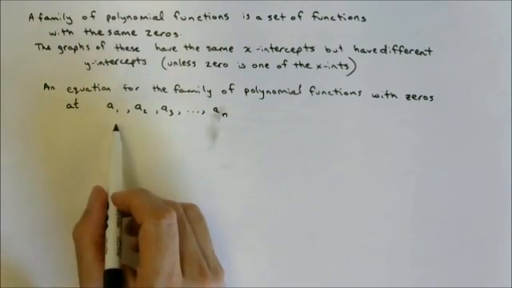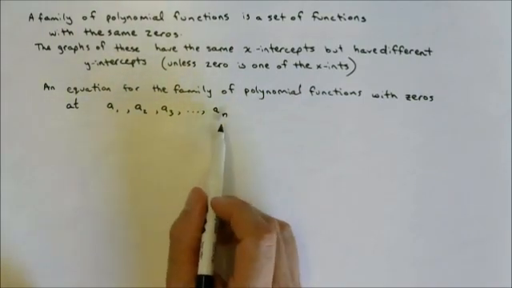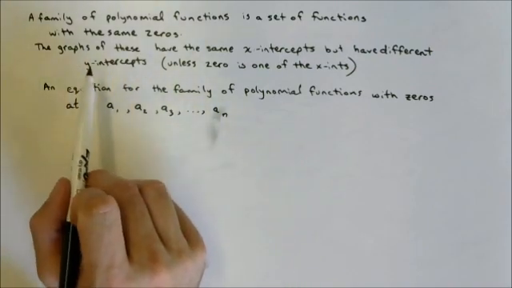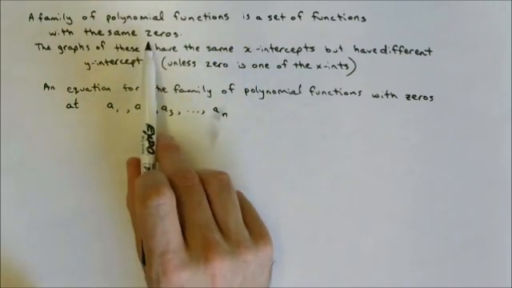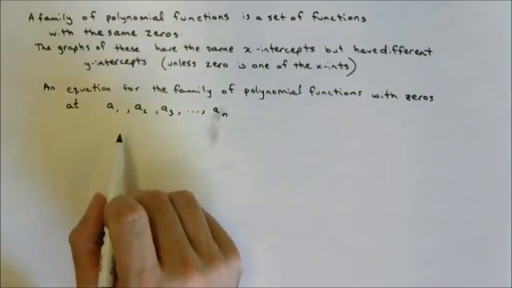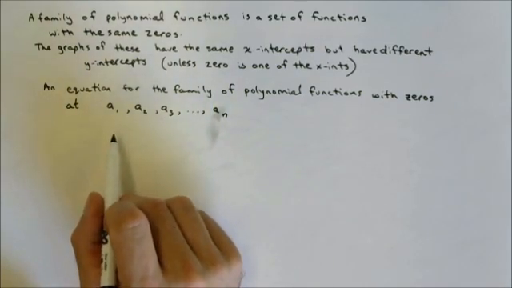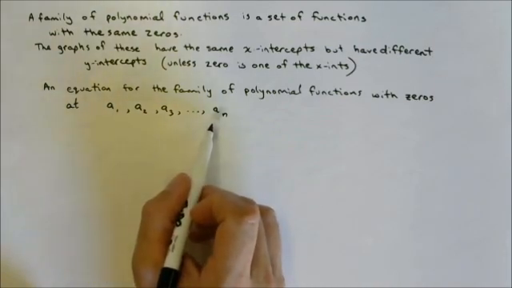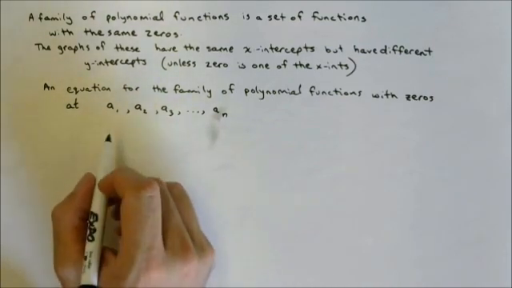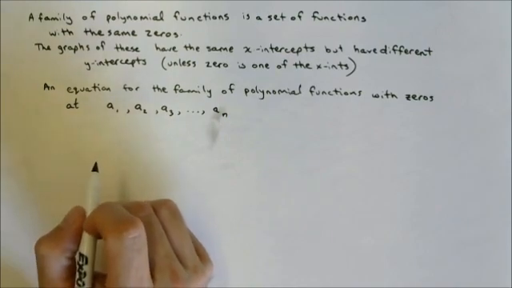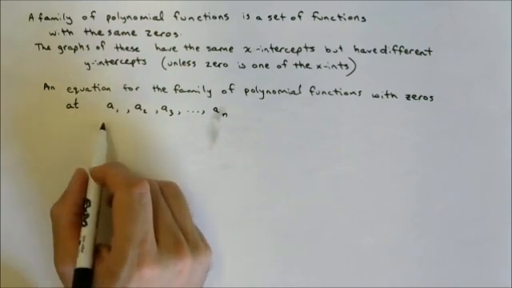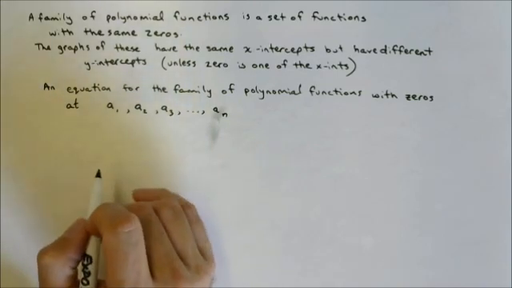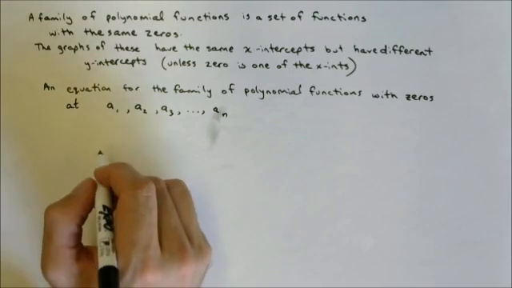Now, it doesn't need to have a ton of zeros. It could have 2 zeros. It could have 1 zero, as long as it fulfills this requirement that they have the same x-intercepts. They have the same zeros. Okay? It could be a polynomial equation to the 10th degree, as long as it has all the same zeros in it. Well, the zeros correspond to the factors inside of a polynomial function. So if they have the same zeros, then that means they have the same binomial factors inside the function.